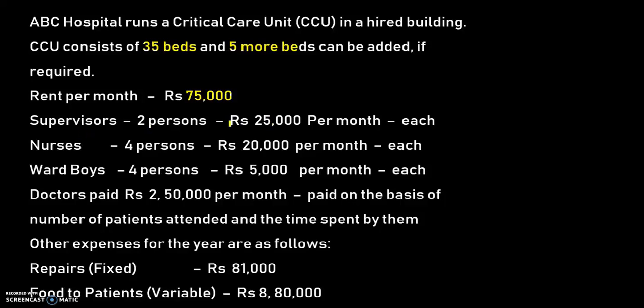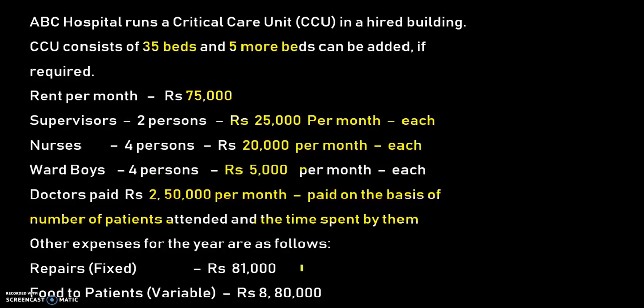Supervisors are 2 persons. They are drawing a salary of 25,000 per month each. Nurses 4 persons drawing salary of 20,000 per month each. Ward boys 4 persons rupees 5,000 per month each. Doctors are paid rupees 2,50,000, and this is paid on the basis of number of patients they attend. So this payment of 2,50,000 is not fixed, it's actually variable in nature because it depends upon the number of patients. Okay, and it also depends upon the time that is spent by them on patients.